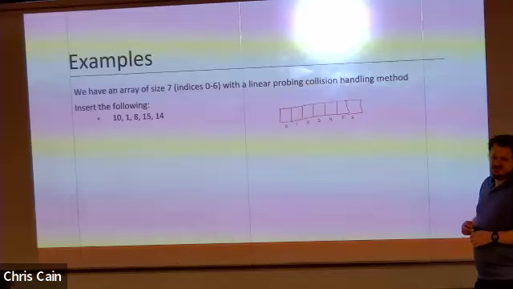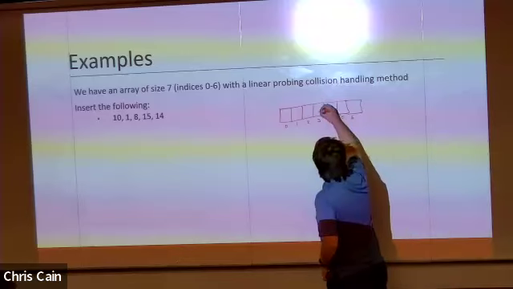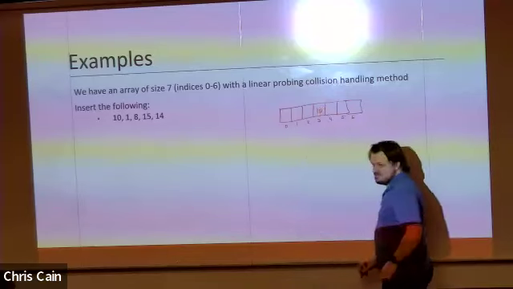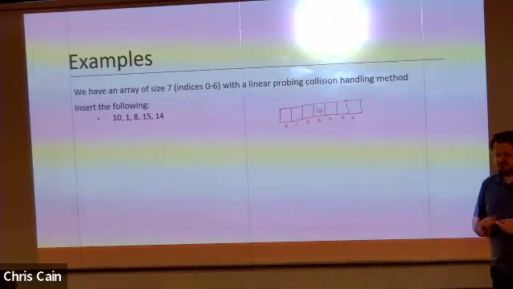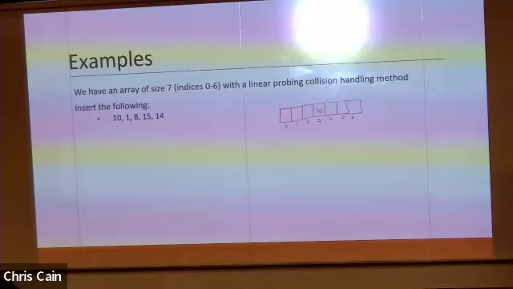Where does 10 hash? 3? Why? Mod 7? 10 mod 7 is 3? Anyone stuck on the modular arithmetic? Is that something we've all seen before and know how to do off the top of our heads?